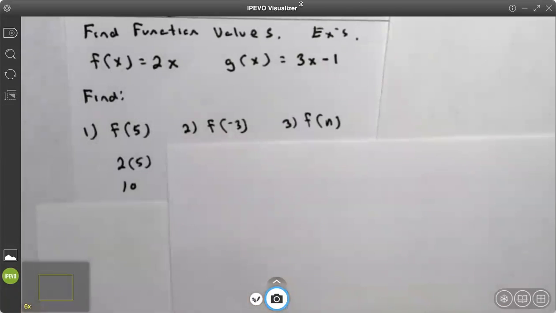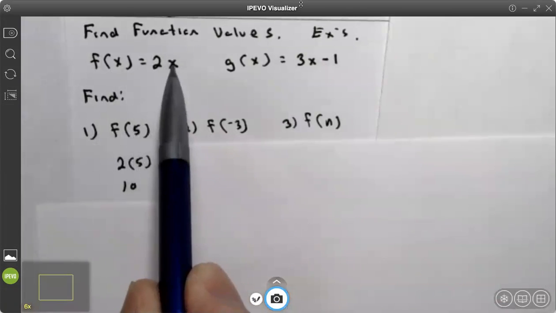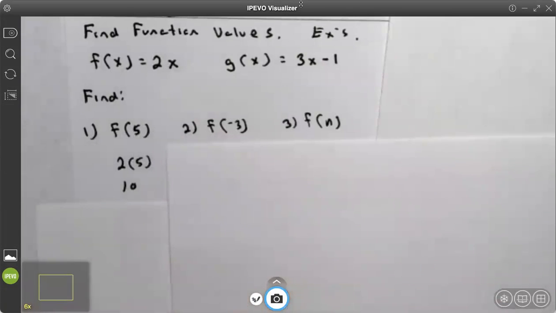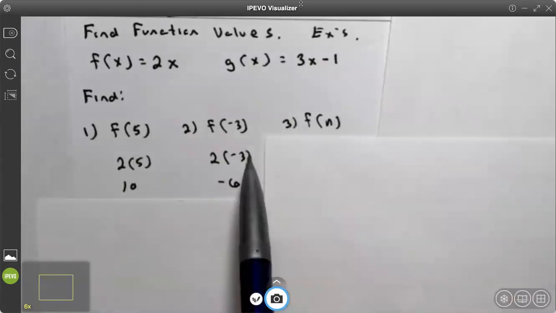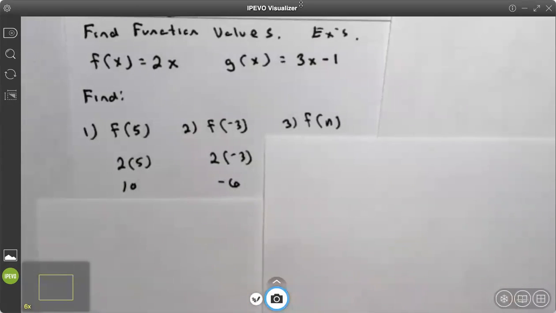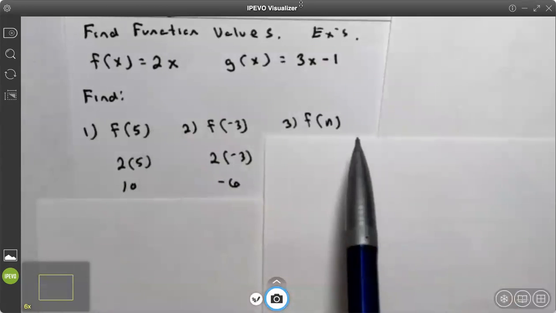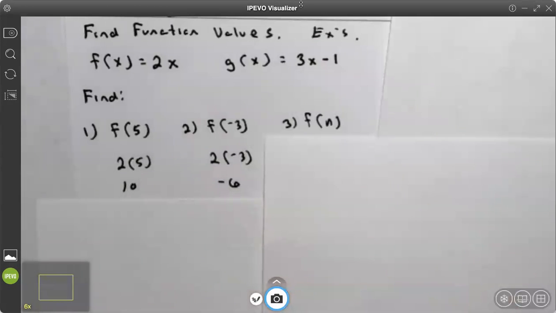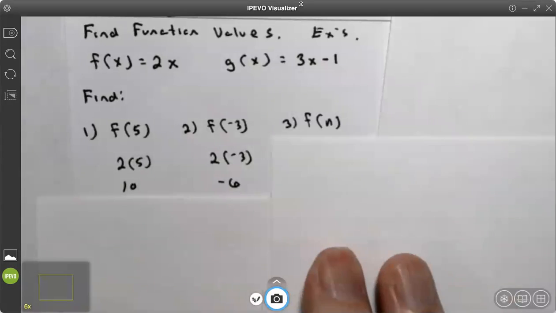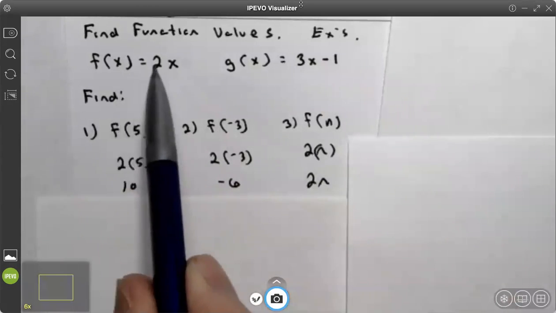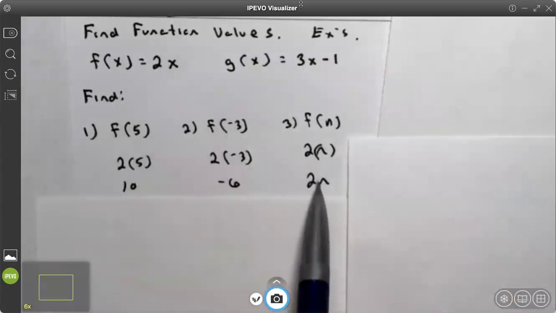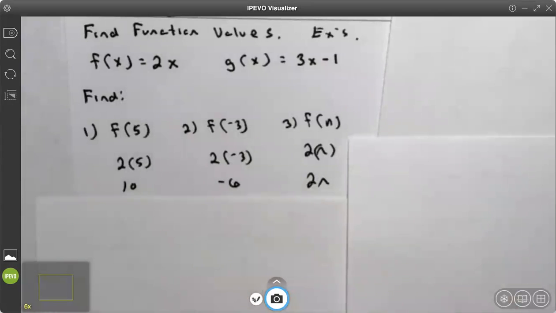And the answer is 10. I take this 5, plug it in for x. 2 times 5 is 10. Find f of negative 3. And your answer is negative 6. Take the negative 3, plug it in for x. Try number 3. Find f of n. Your answer is 2n. If I take this n and substitute it for my x's, I get 2 times n, which is just written 2n.